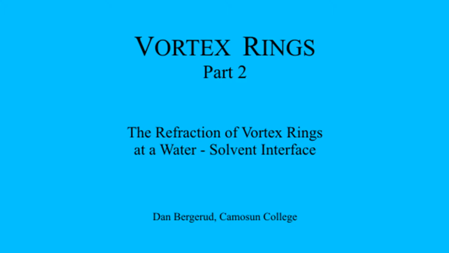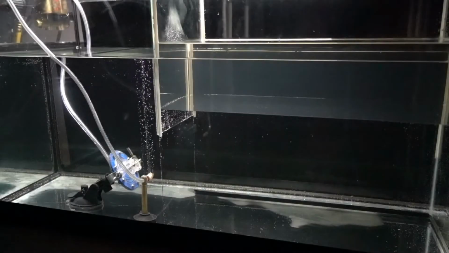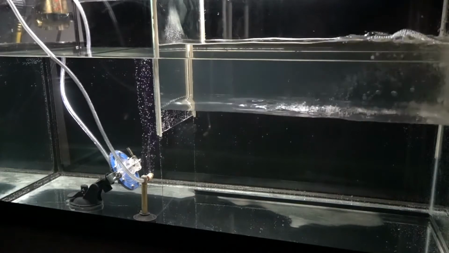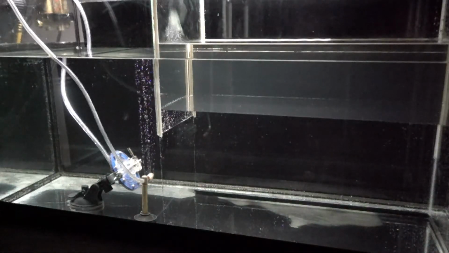Welcome to Vortex Rings Part 2. This video demonstrates how vortex rings refract at a fluid interface. Here is the setup. These are turbulent water rings being shot up into a tank of floating solvent. That was 3 quick shots in real time, and now 3 shots in slow motion.